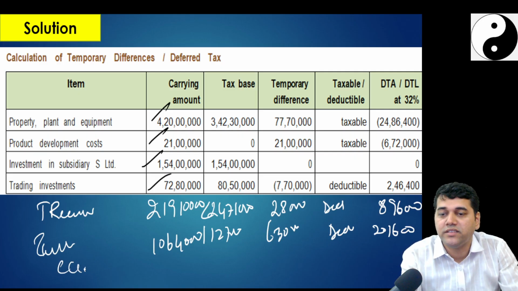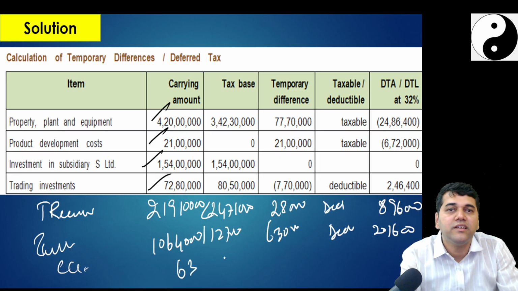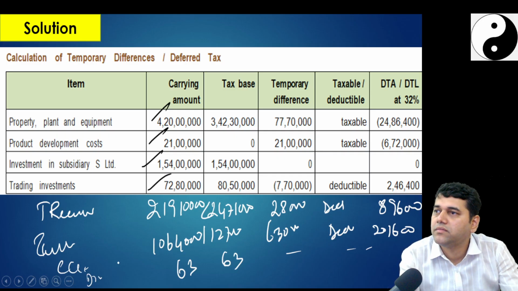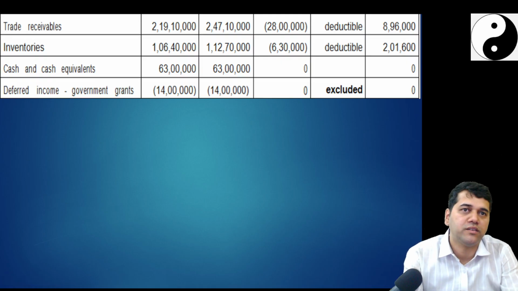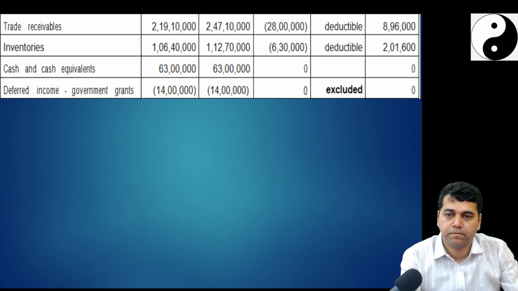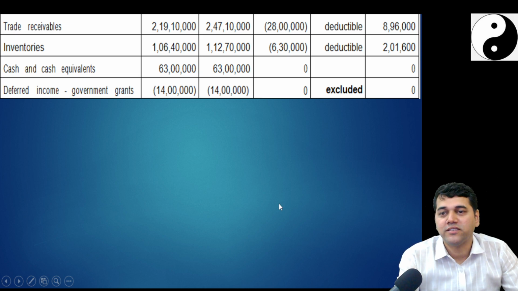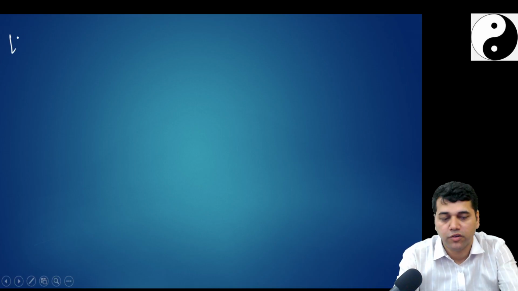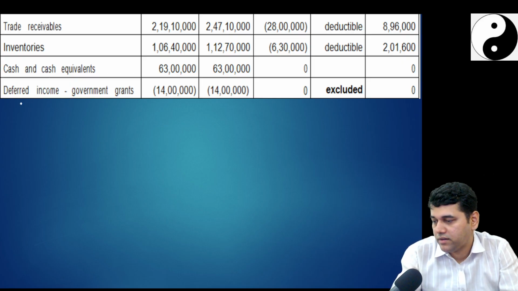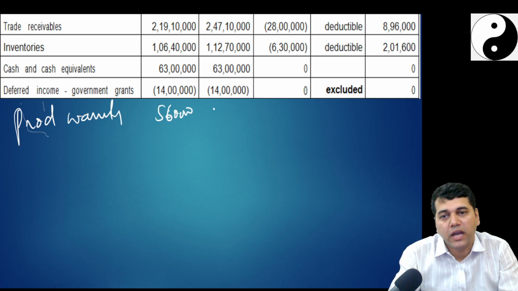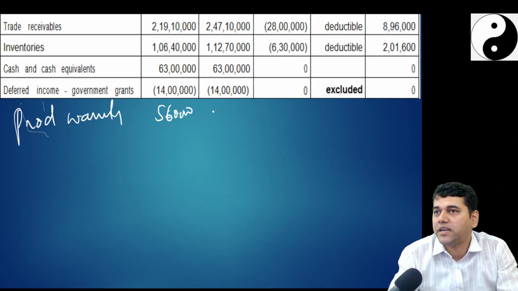Cash and cash equivalent, CCE: 63, 63, no differences. Deferred income: 14, 14, permanent difference. Yes, so next, now we have done, liability for the warranty. How much is liability for product warranty? 5 lakh 60,000. Do you have this liability for warranty there in income tax?